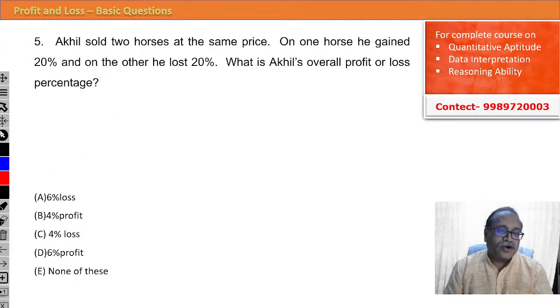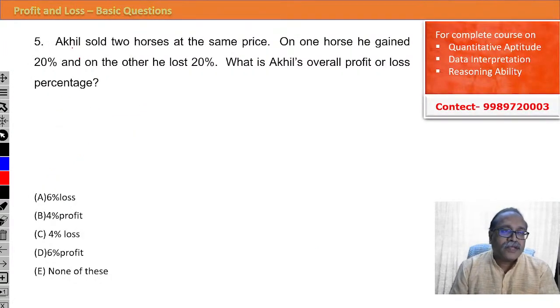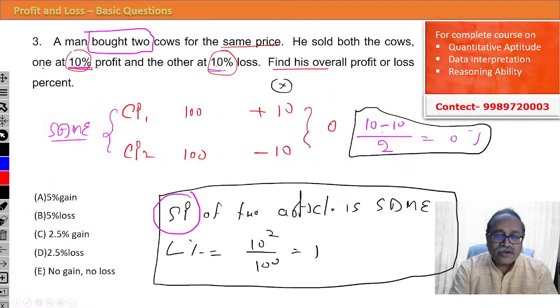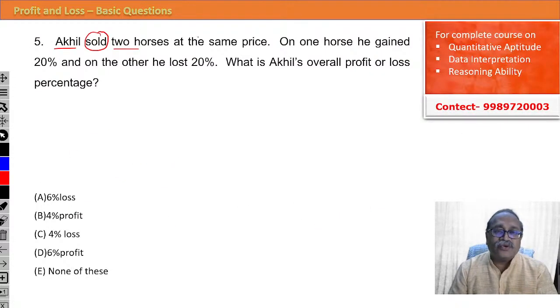Okay, now coming over here. Akhil sold 2 houses. Now here Nilambar and Madhav Reddy sold 2 horses. So previously what you applied over here, the selling price of 2 articles is the same. By mistake you said 10 or 1% here. Now the same story comes here. Sold 2 horses for the same price. On one horse he gained 20%, in one there is a 20% profit, and in another he lost 20%. So you know the formula.